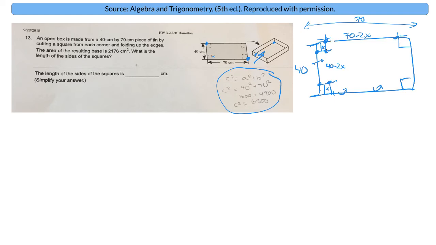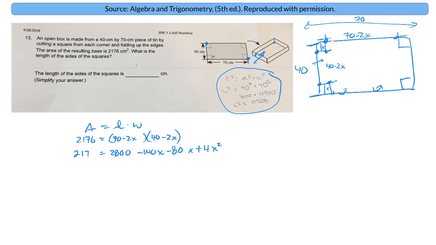Okay, so the area of a rectangle is length times width. They say the area is 2176. The length is 70 minus 2x, and the width is 40 minus 2x. So now I'll FOIL this stuff on the right. 70 times 40, 2800, minus 140x, minus 80x, plus 4x squared is equal to 2176. And now it's an x squared, so I need to make it equal to 0. So subtract 2176 on each side of the equal sign. So I get 0 is equal to 624, I think, hoping. These together would be minus 220x plus 4x squared.